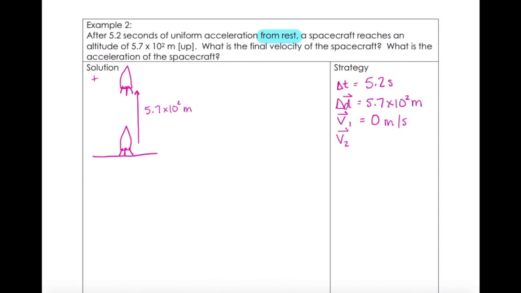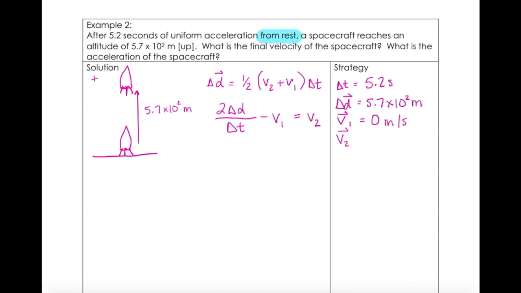Okay. So that equation is displacement equals 1/2 (v2 plus v1) times delta t. Okay, and we're going to solve it so that it is solved for v2. Okay, so when we rearrange it, you should get the equation 2 times displacement over delta t minus v1 equals v2.